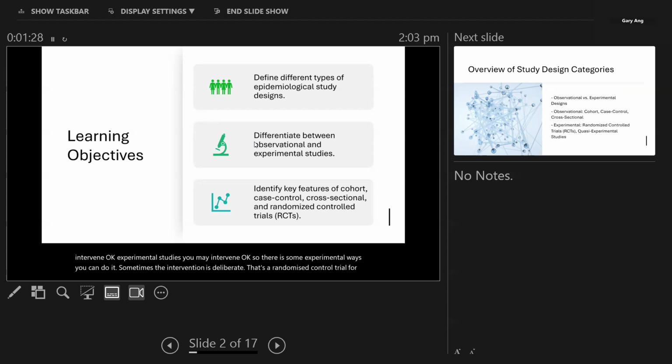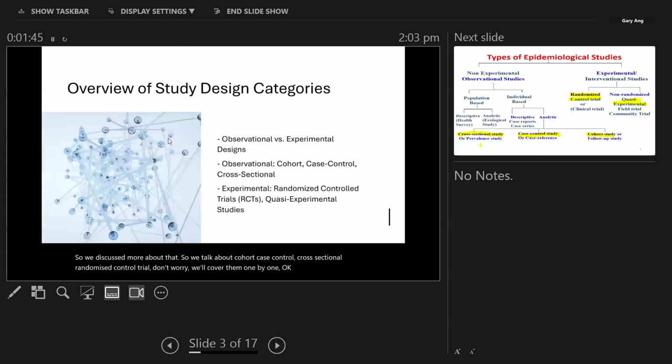Sometimes it's just quasi-experimental. So it's just by chance you have two groups that are different and you just observe them. But they have different interventions. So later we'll discuss more about that. So we talk about cohort, case control, cross-sectional, randomized control trial. Don't worry, we'll cover them one by one. Okay, let's start with the first one.